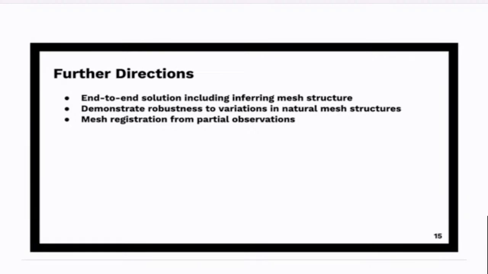We foresee that these meshes will contain a greater degree of variability and would like to see how GINRs are able to perform under more naturalistic conditions. Lastly, we are interested in how we might use the topological structure of the mesh to register known object shapes onto partially observed data.